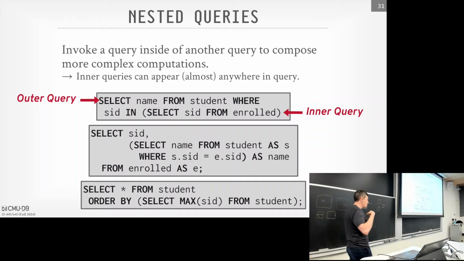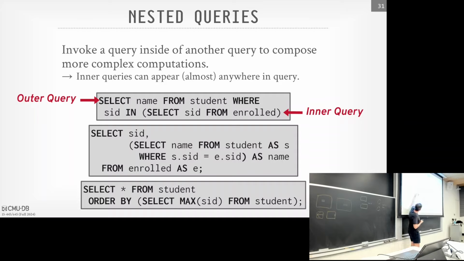And we'll see later on when we talk about query optimization that nested queries, especially correlated nested queries, are going to be the thing that chokes most database systems. Because the dumbest way to execute these queries is just, for every single tuple in the outer query, rerun the inner query. And what you really want to do is rewrite it to be a join.